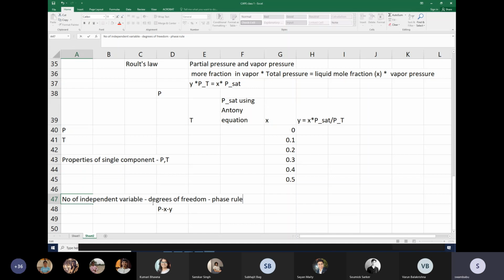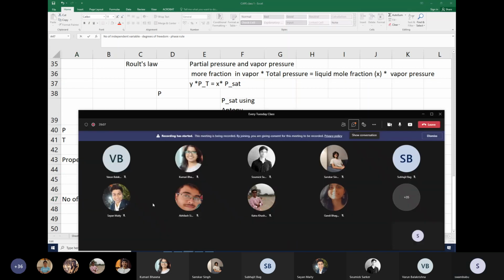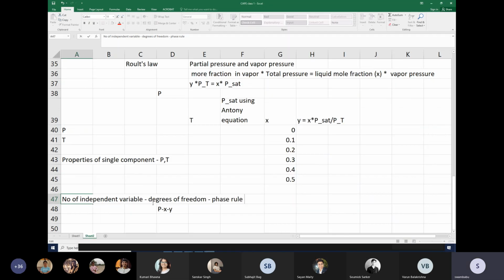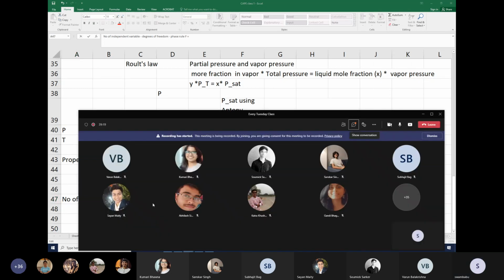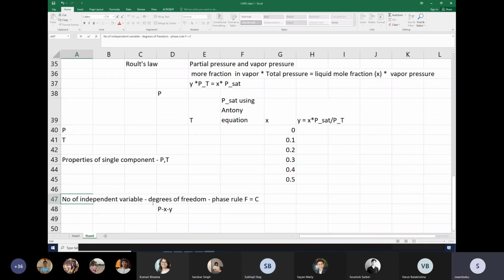So what is the phase rule? Can anyone tell me the expression of the phase rule? Let's say degrees of freedom F equal to C plus P minus 2. Are you sure? Sir, it's C minus P plus 2. Yes, C minus P plus 2. Correct. C minus P plus 2.